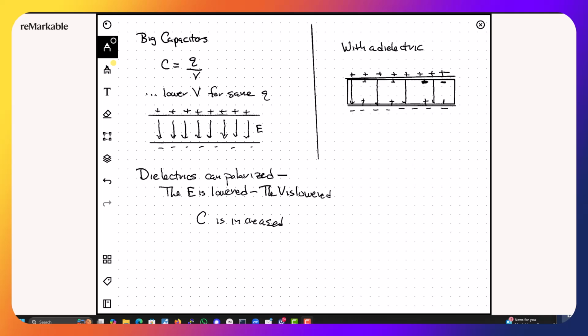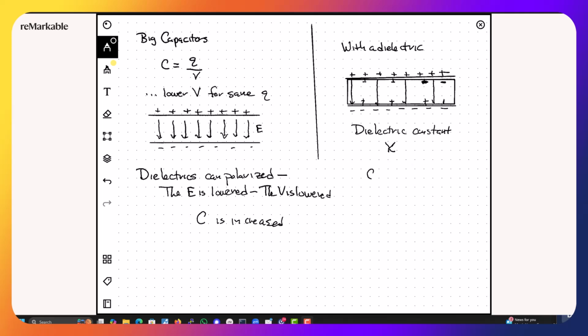Right? So the E is lowered, so the dielectric has the effect of raising the capacitance. And its ability to be polarized is characterized by a dielectric constant. That tells you how well it does this. And the dielectric constant is kappa. So we can use this kappa to calculate a new capacitance.